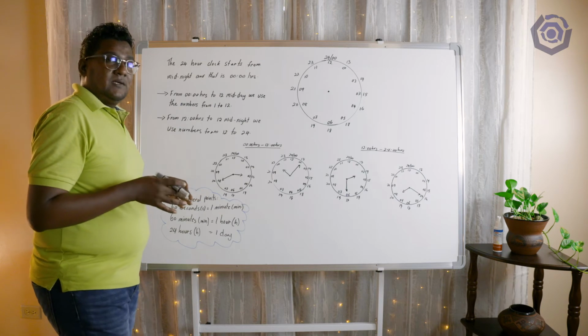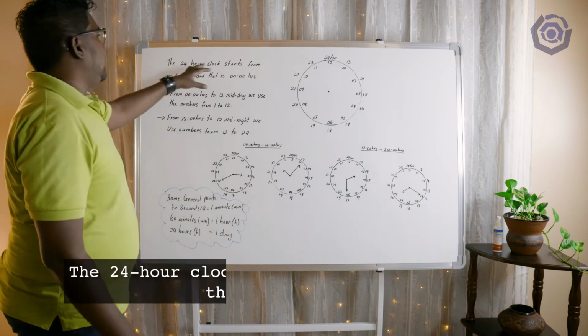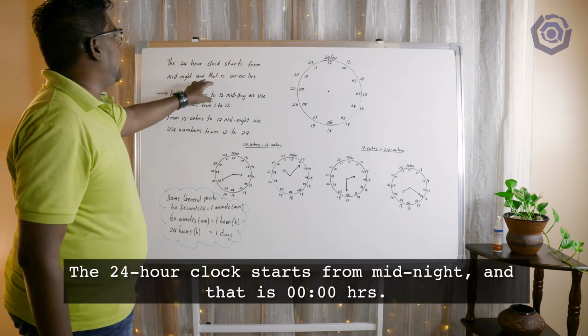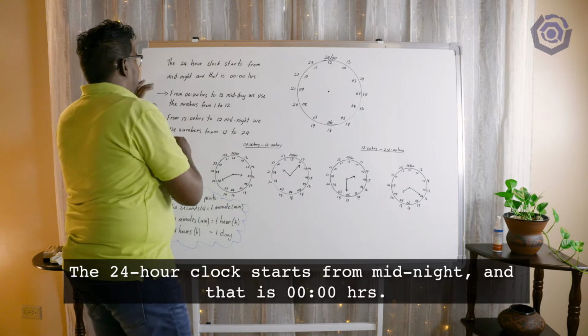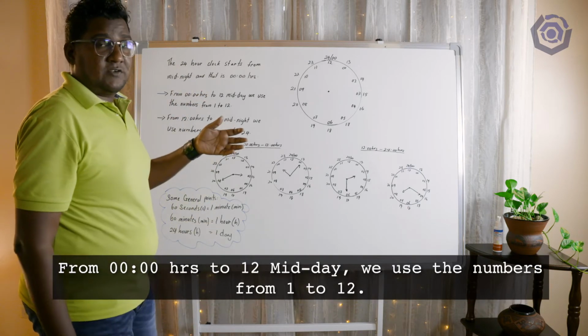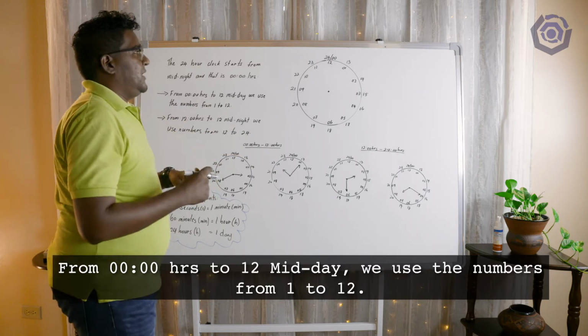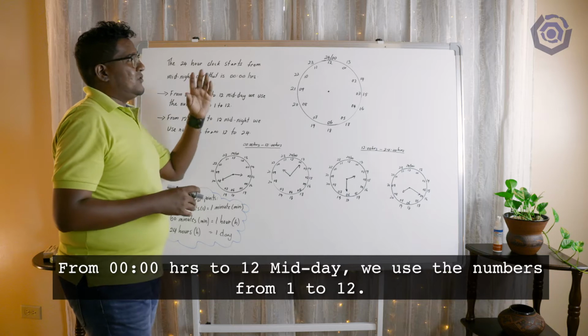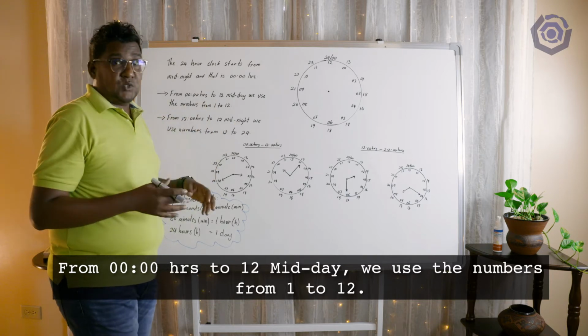So we looked at the 12-hour clock. Now let's look at the 24-hour clock. The 24-hour clock starts from midnight, and that is 00 hours. And you have two parts again. It goes from 00 hours, which is 12 midnight, to 12 midday. And once you're reading time that goes from midnight to midday, we use numbers from 1 to 12.